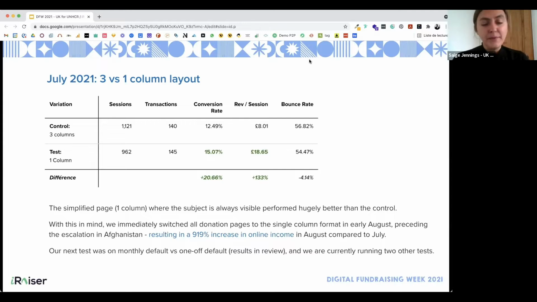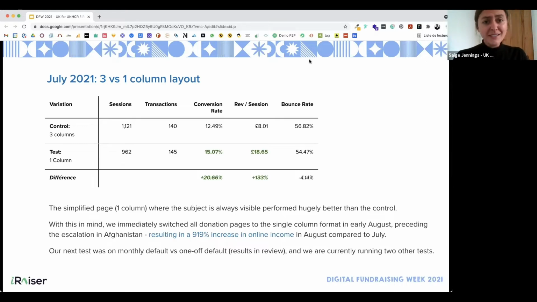With this in mind, we immediately switched all pages to the single column format. That was very easily done with the default in the back end. While building pages, we always had a real emphasis and priority on having really strong, captivating images that related to the appeal, making sure the faces were visible in the lower right corner, so that if you did scroll, you would still be able to see those images while making a donation. When the one column layout was introduced, all of our images, the profile and subject, were on the right side, and that really seemed to work.